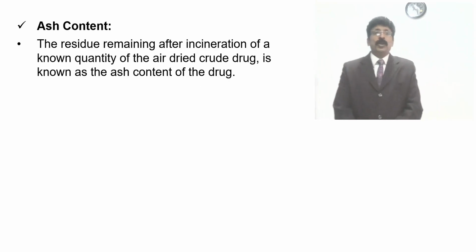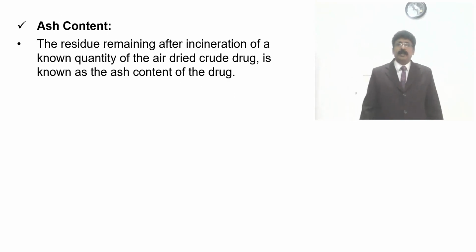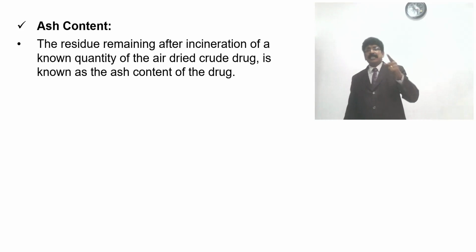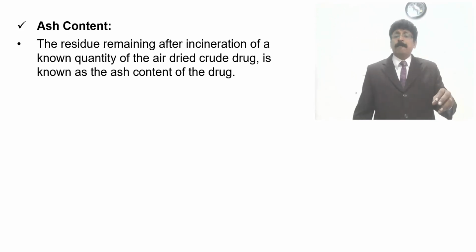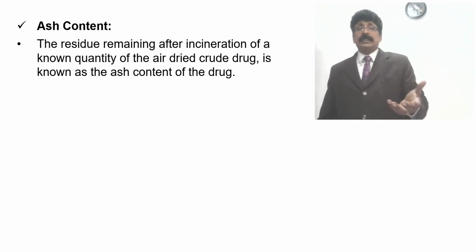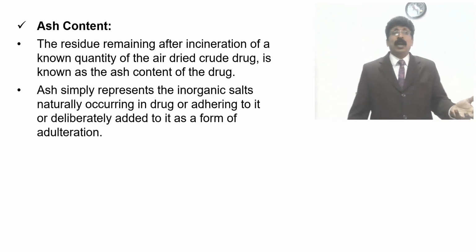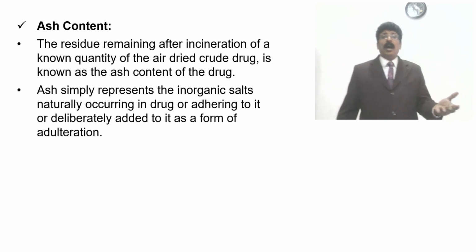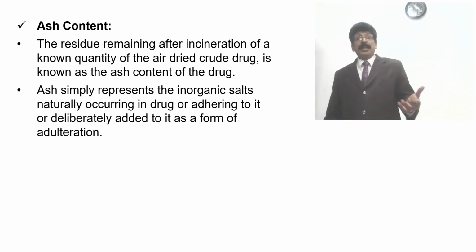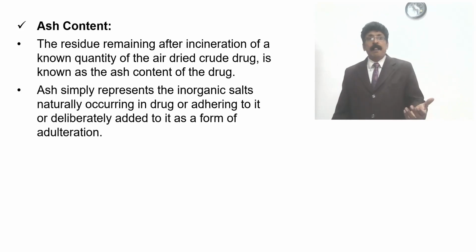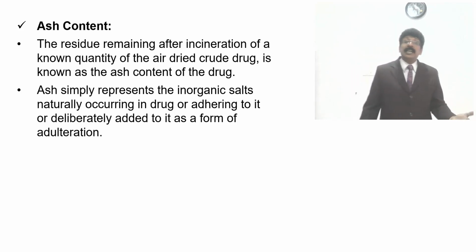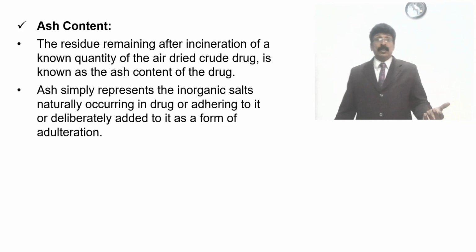So here, the residue remaining after incineration. Incineration can be done by means of a crucible, which we can keep in the furnace, and also in an incinerator. Incineration of a known quantity of the air dried crude drug gives the ash content of the drug. The ash simply represents the inorganic constituents naturally occurring in the drug and adhering to it, and material deliberately added to it also forms an adulteration.